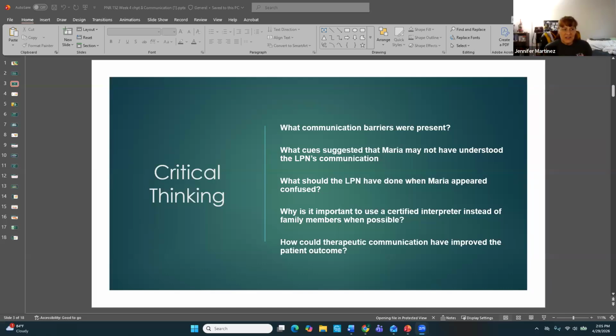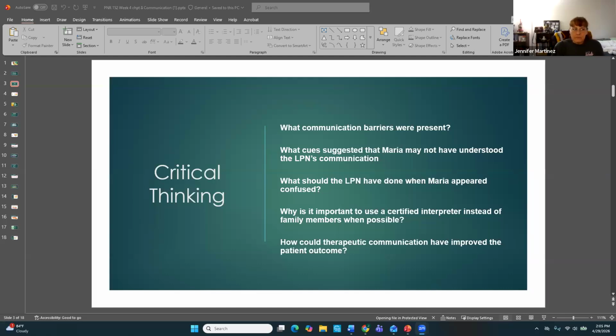Why is it important to use a certified interpreter instead of family members when possible? What are some issues with that? That they relay the wrong information or lie to them or something like that. Okay, so they can relay the wrong information. They could lie. You're absolutely correct. Lay people too, they may not understand, right? Some of the things that we are trying to explain.